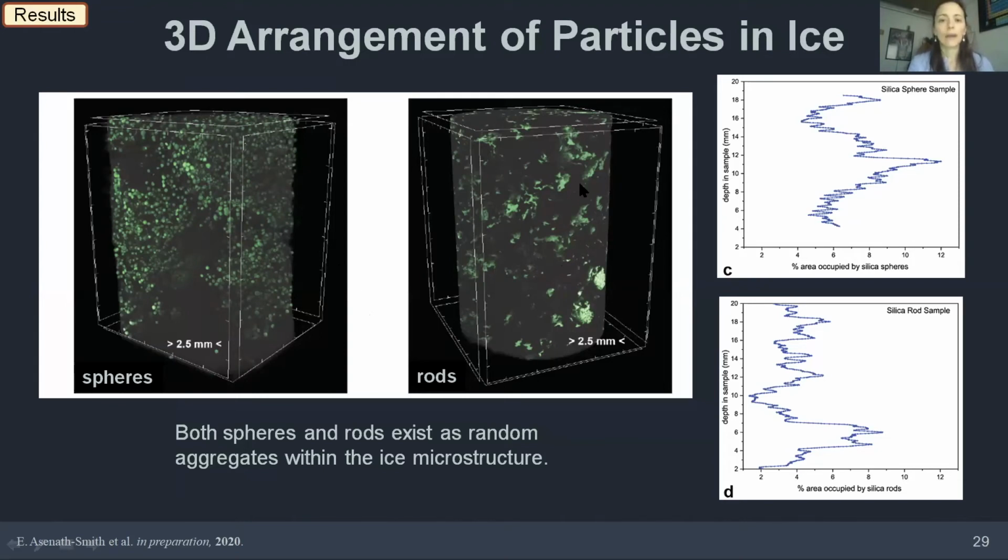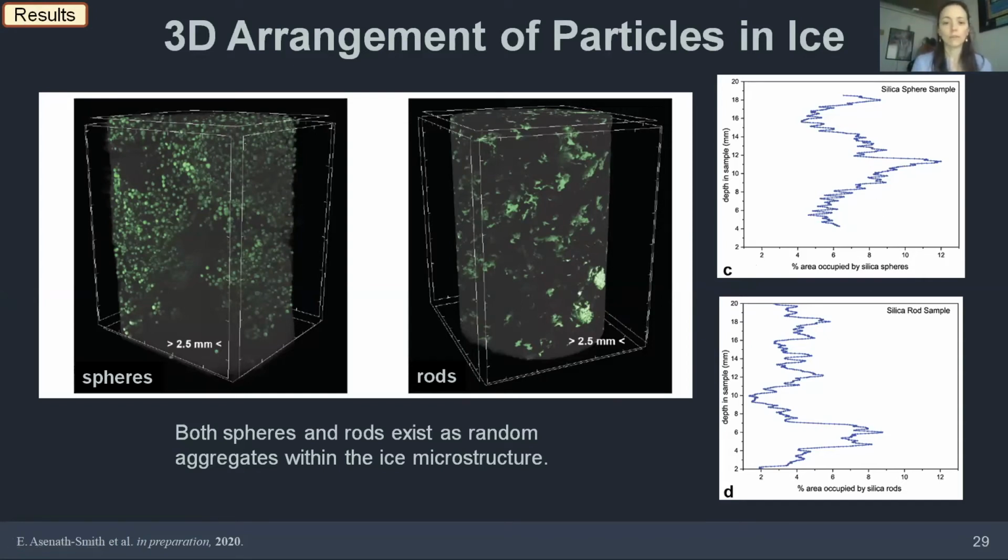Here on the right-hand side, we have the silica rods in the microstructure of ice. And again, we don't get to see grain boundaries here, so it's sort of treating the ice as a homogeneous medium. And there's a whole lot of really wonderful analysis that you can do with the data that you get from micro CT. One example is shown here. You could take the percent area that's occupied by the particles and map it out as a function of depth through the sample. So here's just one example, again, showing you that it's a pretty random distribution throughout the bulk of the ice.